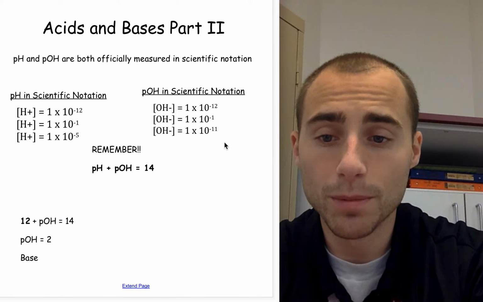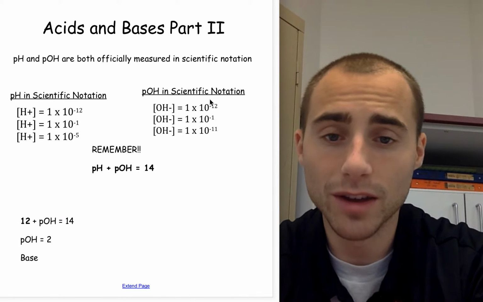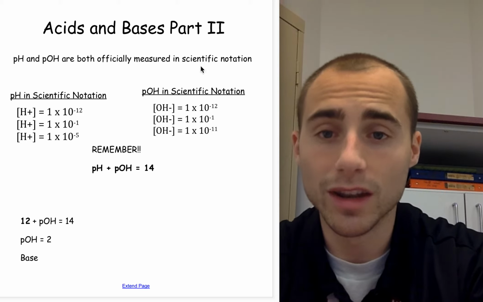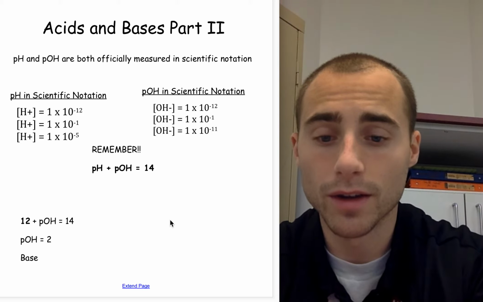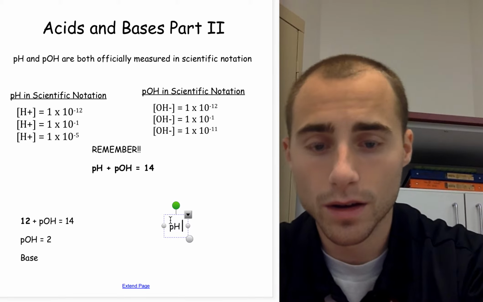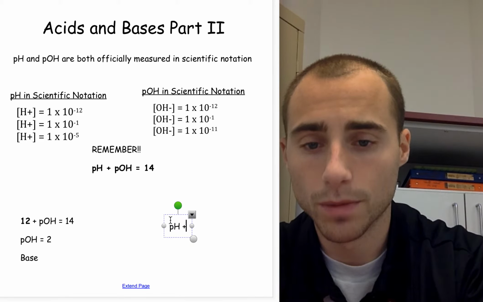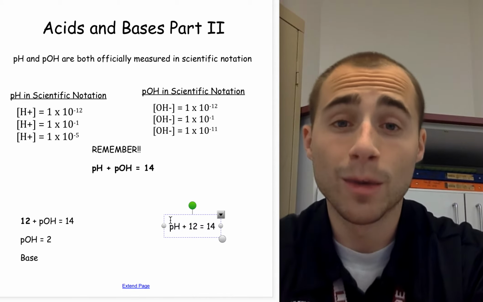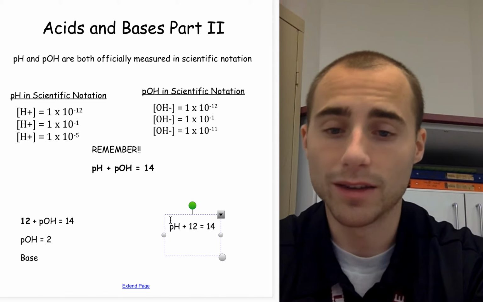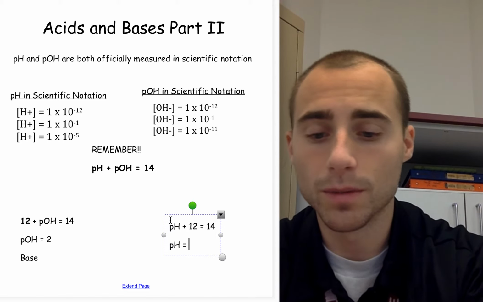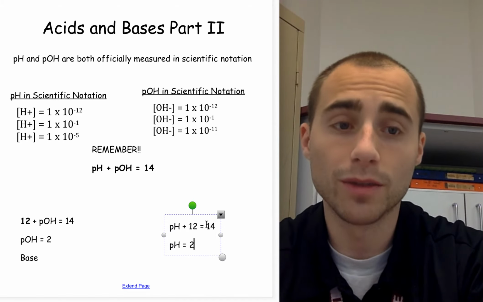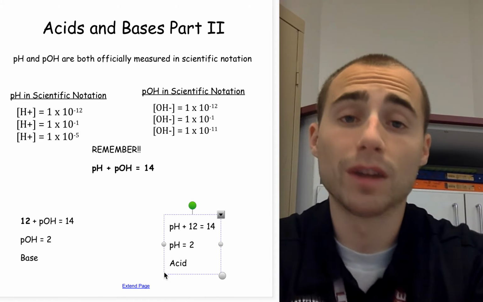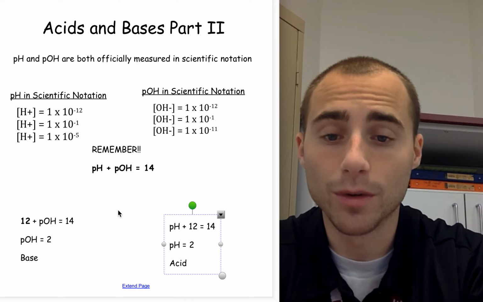Now if we look over here, pOH in scientific notation, here we're solving for pOH, right? So pOH in this situation equals 12. So we go down here, we have pH plus our pOH, 12, equals 14. What is our pH, and is it an acid or a base? Well, our pH is going to be 2 because 14 minus 12 is 2. And therefore we are going to have an acid because we always look at pH to determine whether it is an acid or a base.